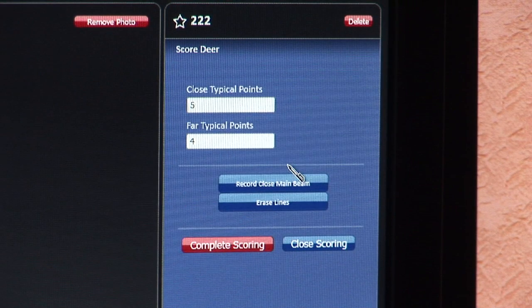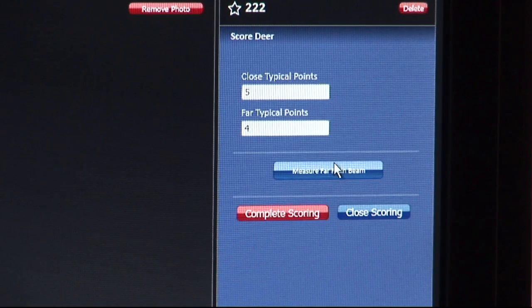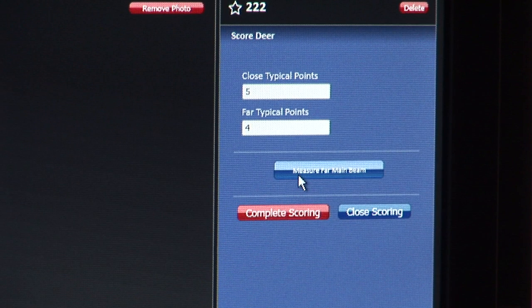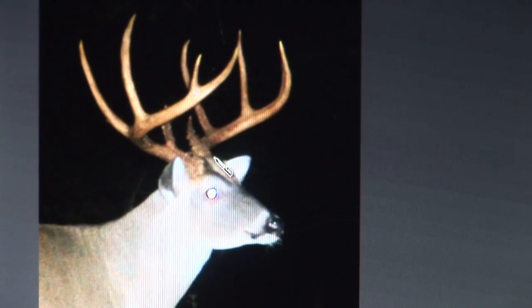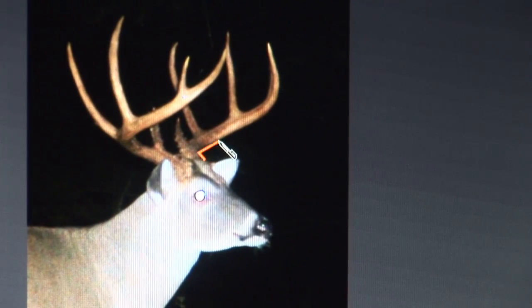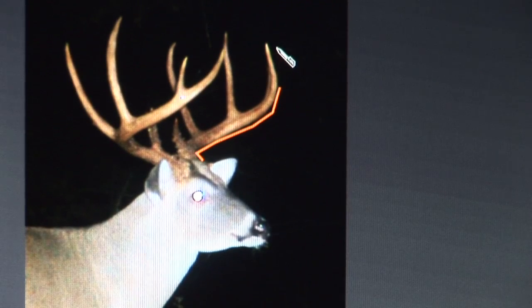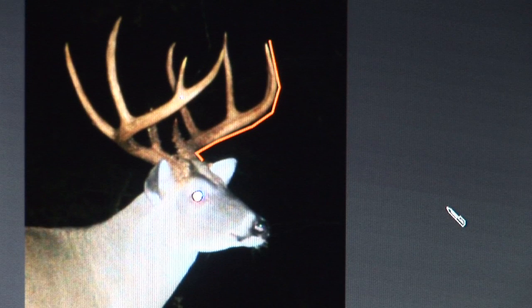You're now ready to begin measuring the close main beam. Start at the base of the antler on the outside or bottom edge. Continue to the point of the beam. When satisfied, select Record Close Main Beam. You're now ready to measure the far main beam. Again, starting at the base, go along the bottom edge of the main beam to the point. Once you're satisfied with this, select Record Far Main Beam.